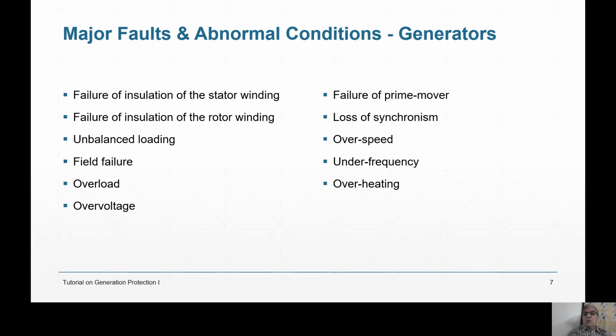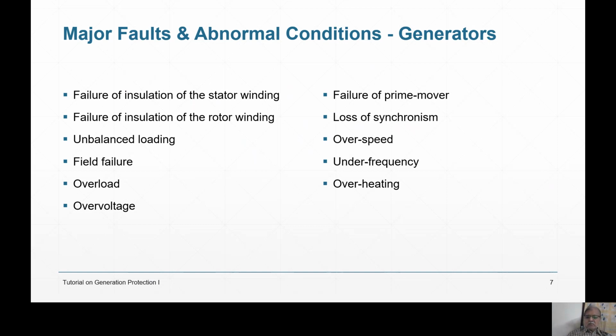So when you talk of protection of generator, you will have to talk of turbine protection, and you will have to talk of boiler protection also. You cannot remain without talking. So that is the reason why the protection of generator becomes quite complicated, and that complicacy we have to learn. Overheating. Why does the generator overheat?